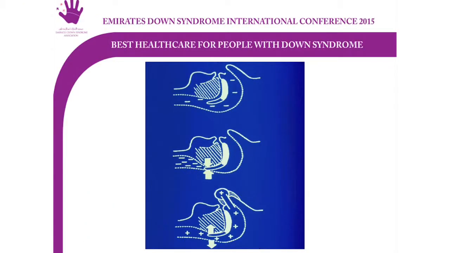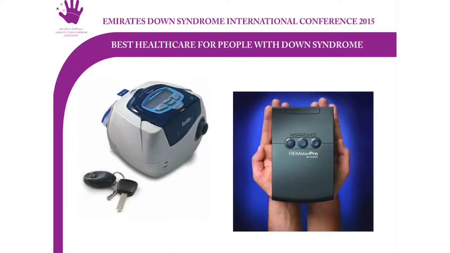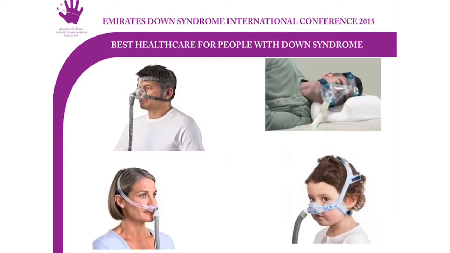And that's what the CPAP does. The CPAP takes the air from the room, humidifies it, filters it, and blows it through a special mask to keep the airway open. Okay, so this is someone who's having a CPAP titration. These are the machines called CPAP, the continuous positive airway pressure, and it comes with different masks.